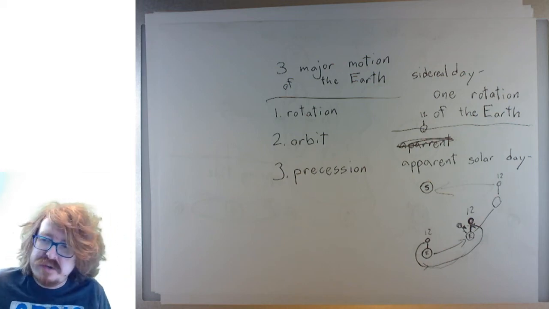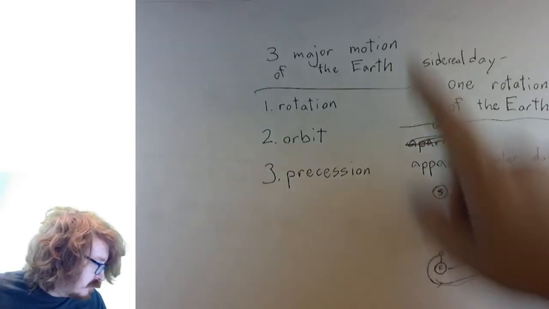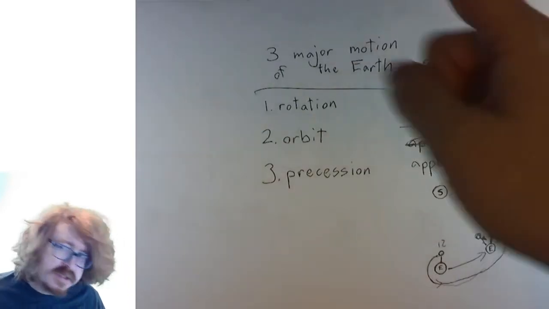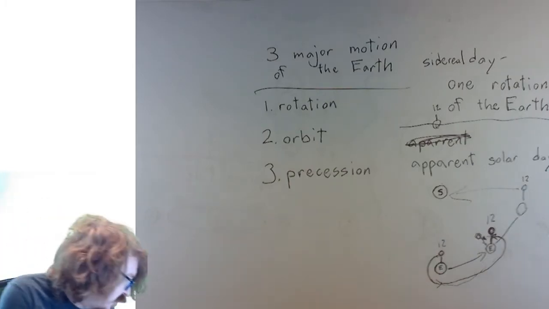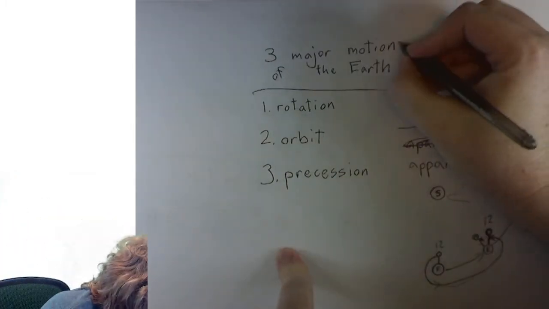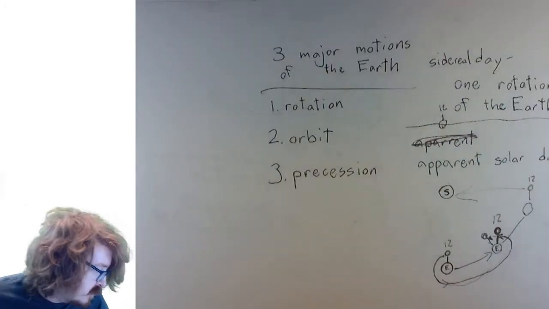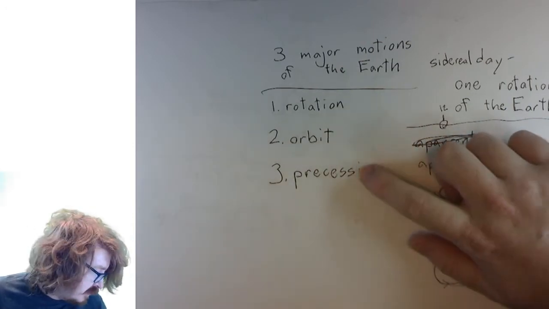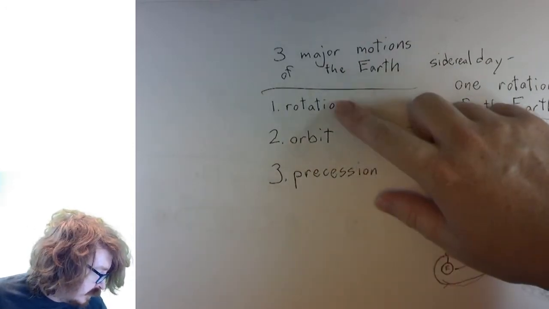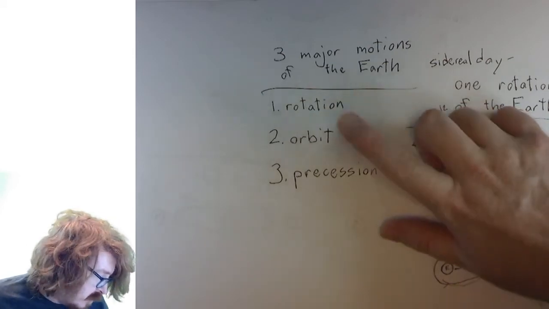So here's what we're going to be doing today. Last time we started talking about the three major motions of the Earth. And we listed them: rotation, orbit, and precession. Last time we talked about precession and rotation. There's a little bit more I want to say about rotation today, and then we'll move on to the orbit.